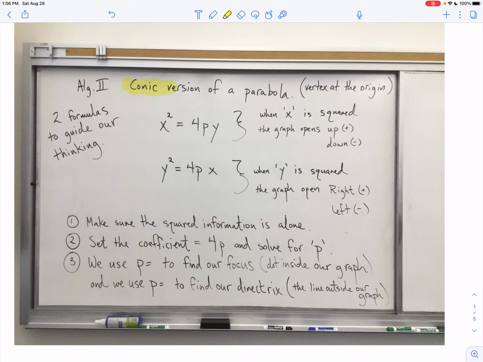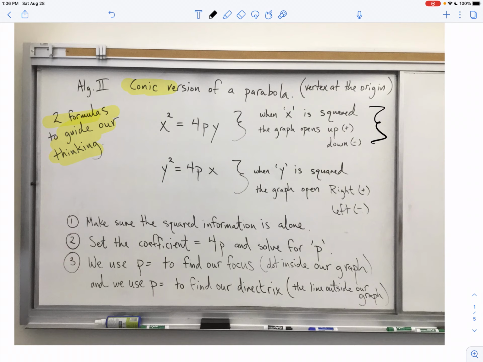So here we go. First things first, we have two formulas to guide our thinking. One of the formulas has x squared in it. The other formula has y squared in it. And you'll notice there's this little 4p thing. Well, that's just part of the formula. But the big idea here is, when x is squared, the graph opens up or down. If it's positive, it's going to go up, negative, down.